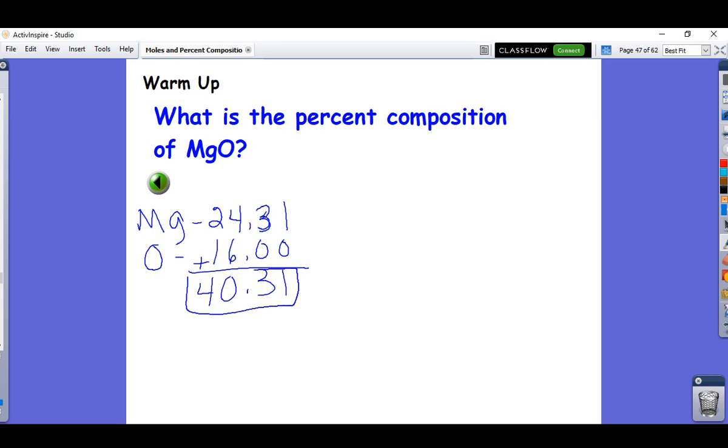That's always going to be at the bottom. Again, to find the percent of your element, you have to put the mass of your element on top.